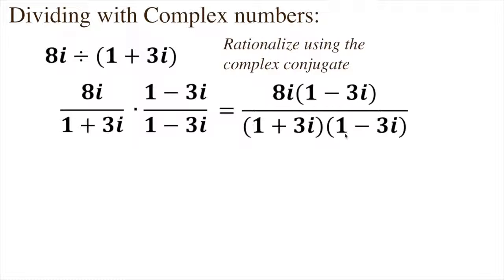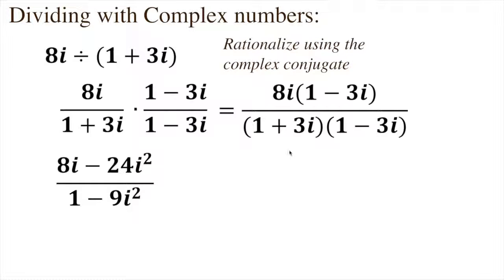Now this one here, for those of you who are familiar with foiling, that's what we're going to do here. As you foil these, you'll notice that the i's will disappear. We'll have a negative 3i and a positive 3i. Those two will cancel each other. Up top here I've got an 8i times 1 is 8i. 8i times negative 3i is negative 24i squared.